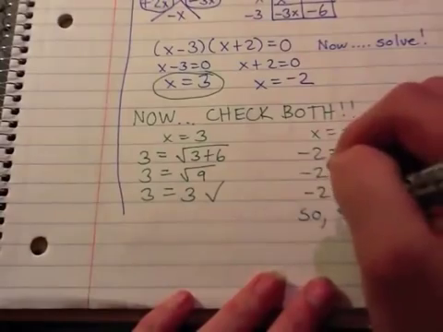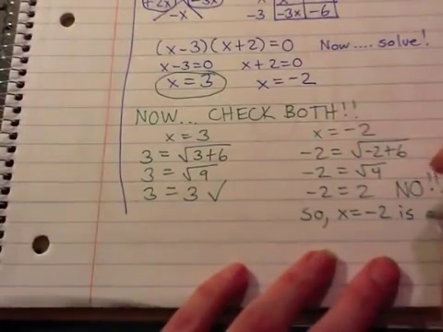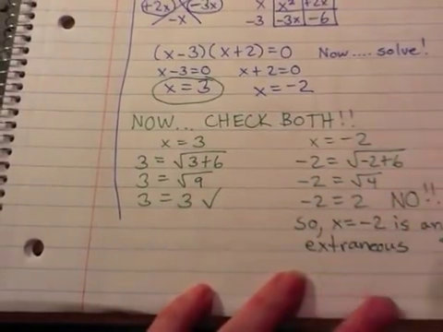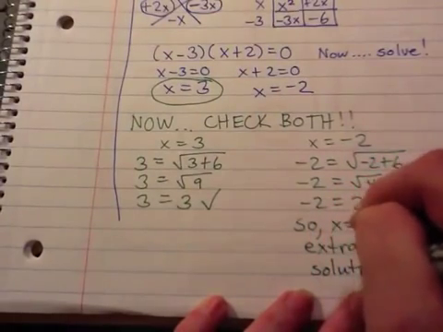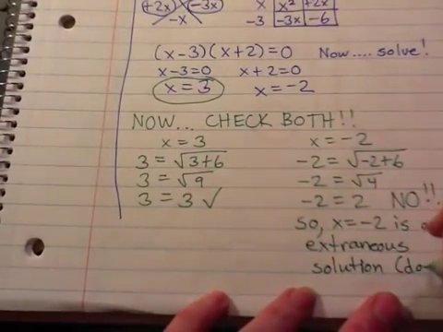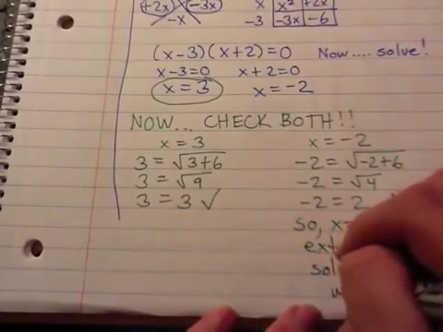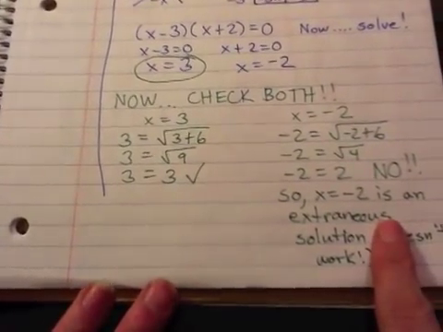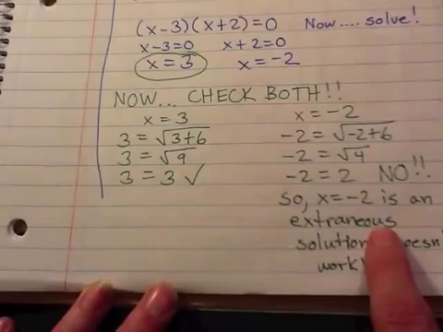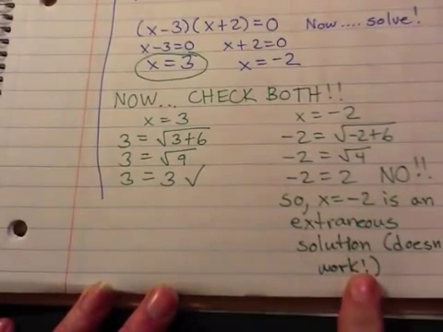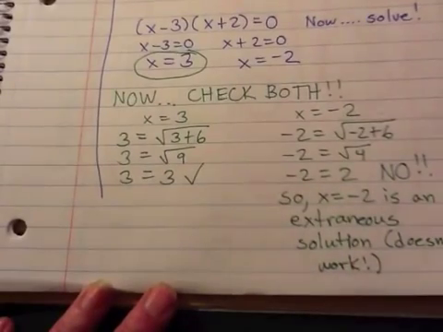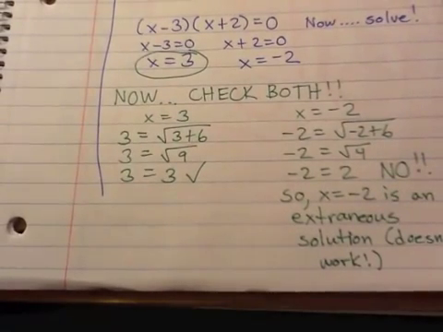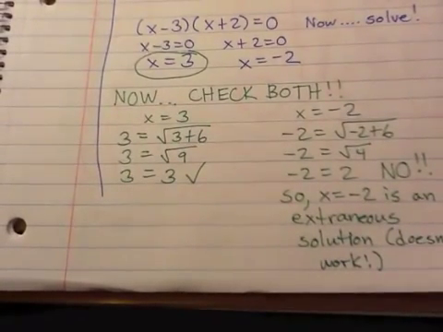So x equals negative 2 is an extraneous solution, which means it doesn't work. It's a solution we got when we solved, and we didn't do anything wrong. It's just that by squaring it, this negative 2 isn't true. So you need to learn the word extraneous solution, and that it means it's something that's not going to work once you plug it back in, even though it was correct when you did the math to solve it.